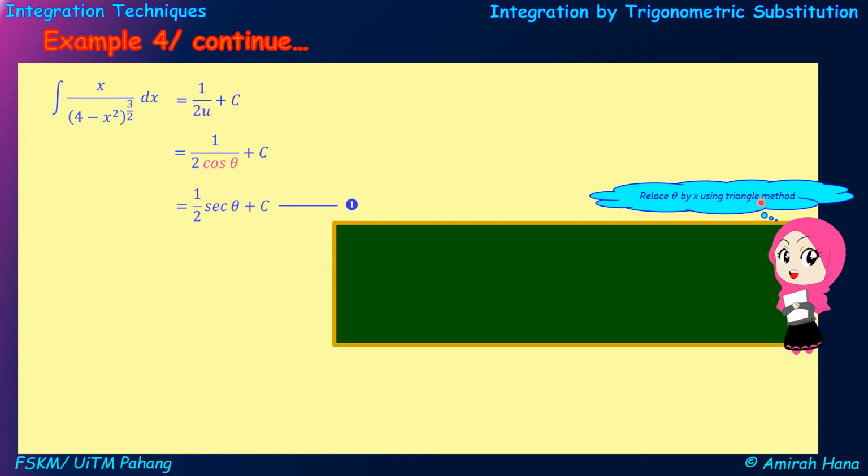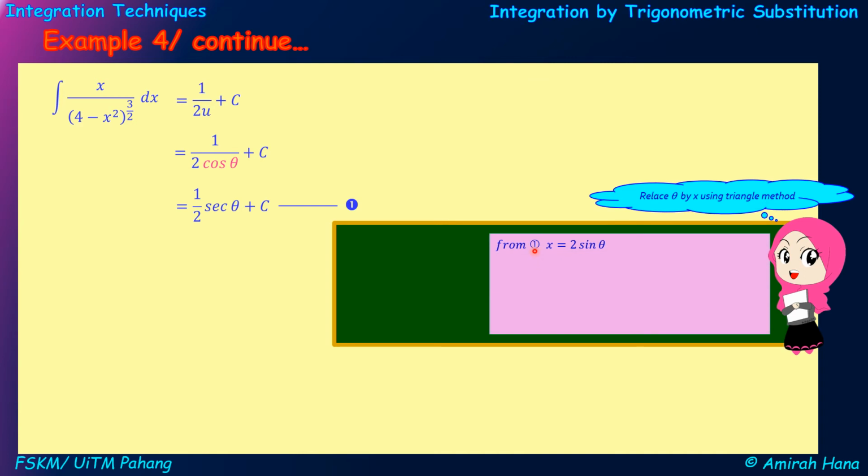When we use the triangle method, we use step 1. From x equals 2 sin theta, we write sin theta as the subject. We move 2 to the left-hand side, so we get sin theta equals x over 2. From sin theta equals x over 2, x means opposite and 2 means hypotenuse. So we can draw a right angle triangle with angle theta. Our opposite equals x, our hypotenuse equals 2.